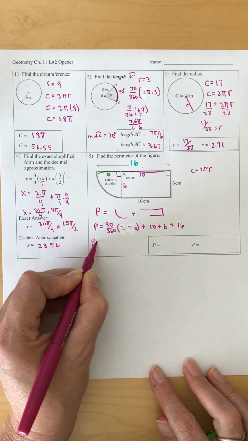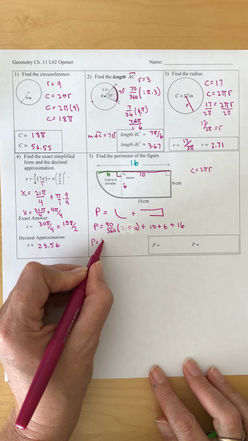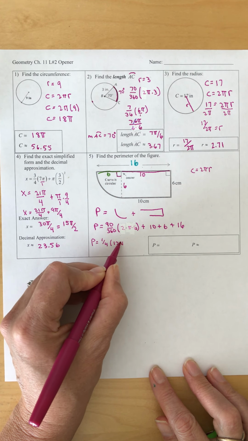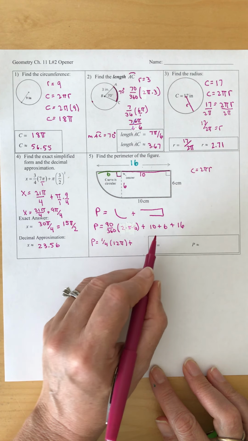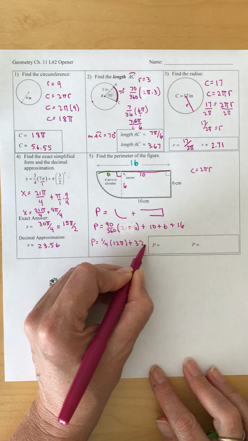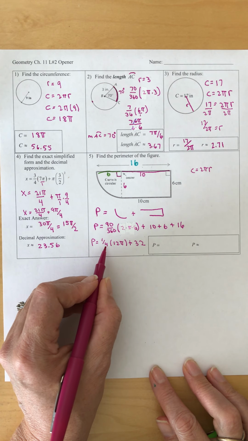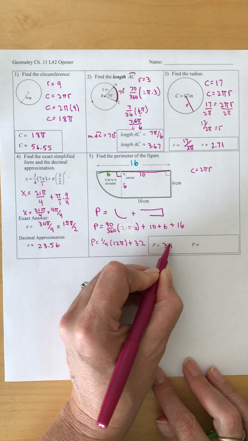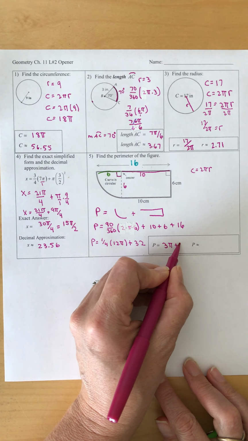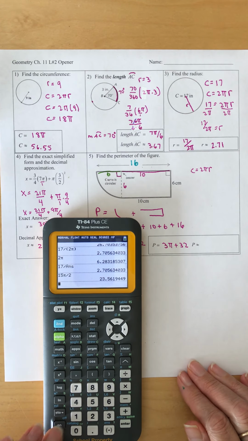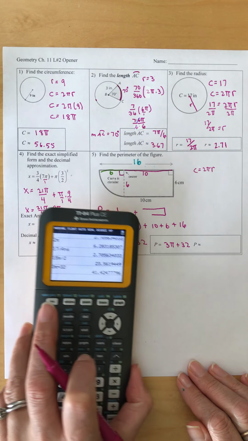So this will become 90 over 360 is 1/4 of 12 pi plus 16 plus 16 is 32, and 1/4 of 12 pi is 3 pi, so the perimeter of this shape is 3 pi plus 32, and the decimal approximation for that is 41.42.